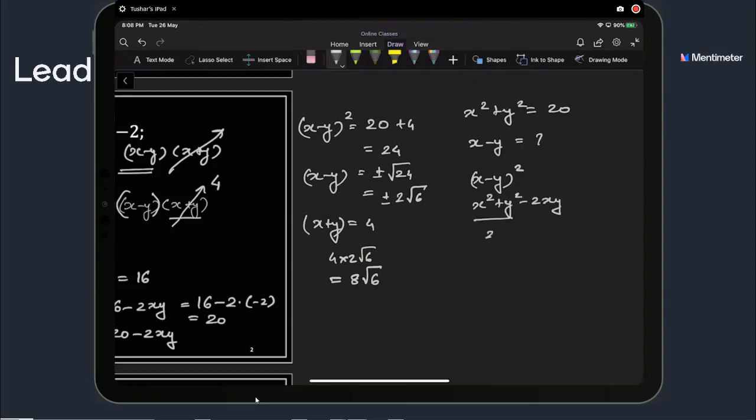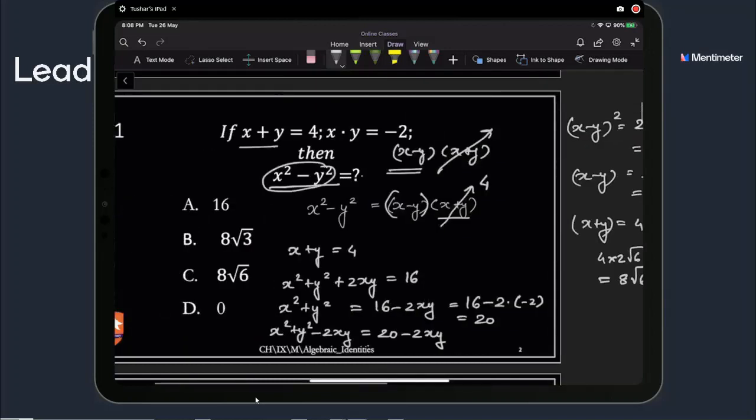Minus 2xy is plus 4 and x squared plus y squared is 20. That means (x minus y) whole square is 24. Got it. So x minus y is root 24.